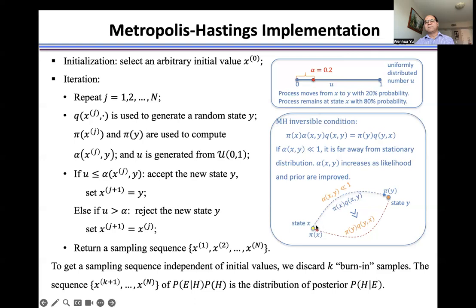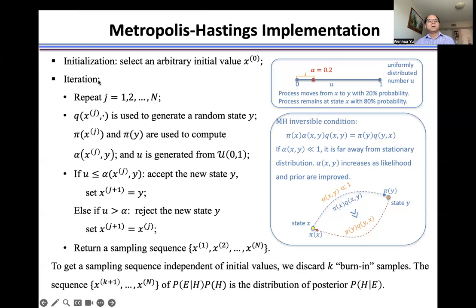For example, we have alpha much smaller than 1. That means the probability moving from state X to state Y is much larger than the probability moving from state Y to X. That means the distribution is far away from a stationary distribution. However, alpha increases as likelihood and prior are improved. That means the state distribution is close to the stationary distribution.